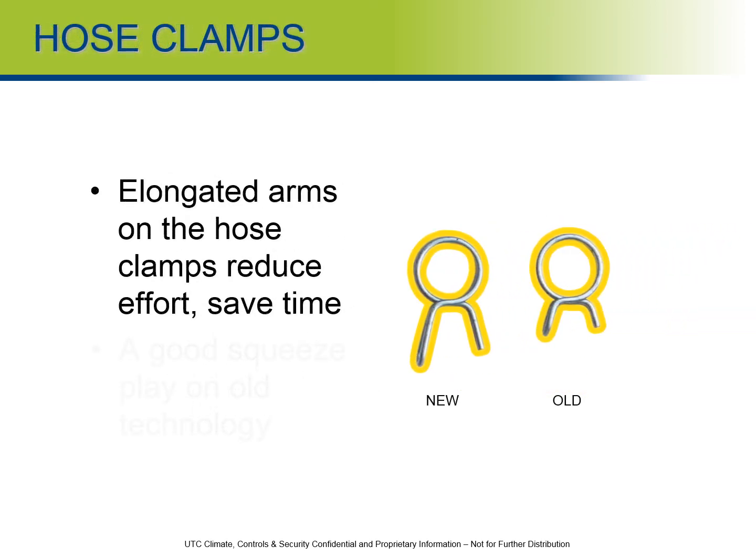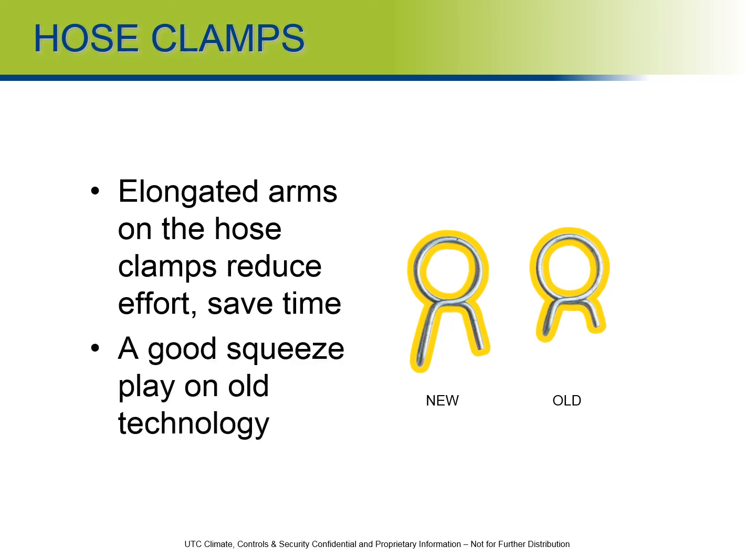Hose clamps, I'm sure you've all seen the arms have been lengthened on the hose clamps for the drainage. These guys typically come in your little parts bag. Just a little pun here, it's a good squeeze play on old technology. I'm sure many of you have had the experience of one of these guys slipping out of your pliers and going flying across the room, and then you are trying to track it down.